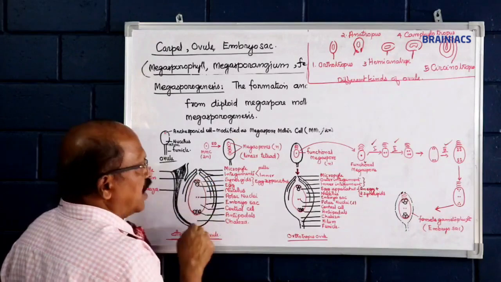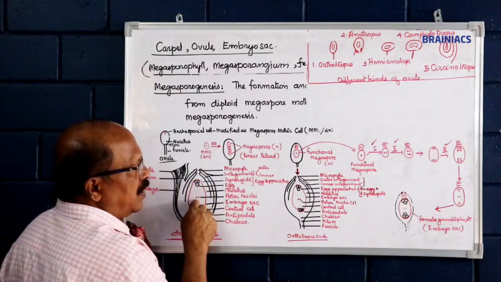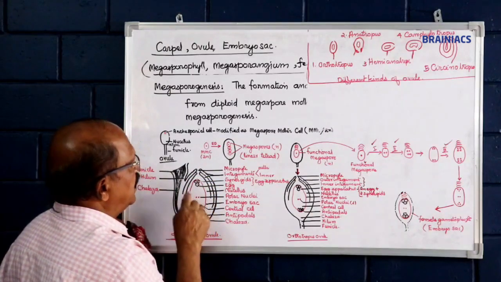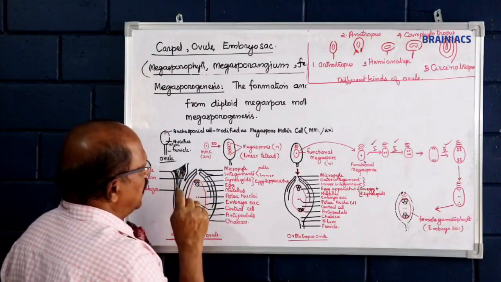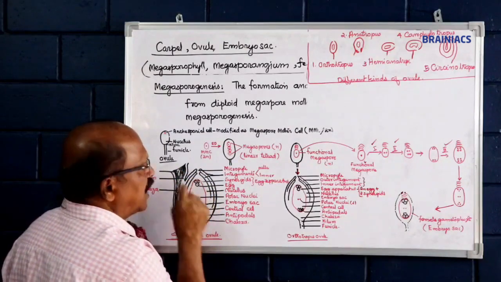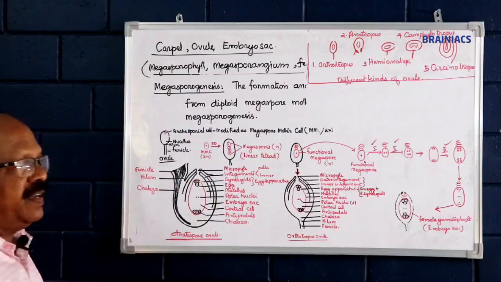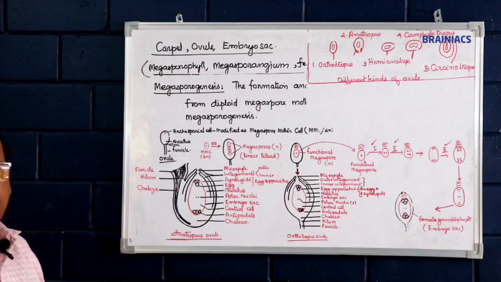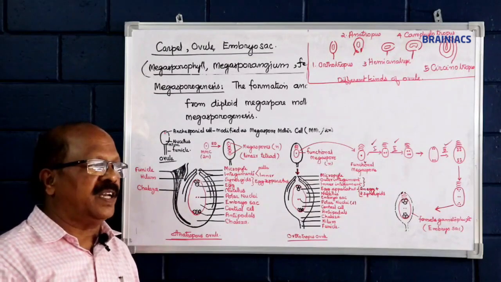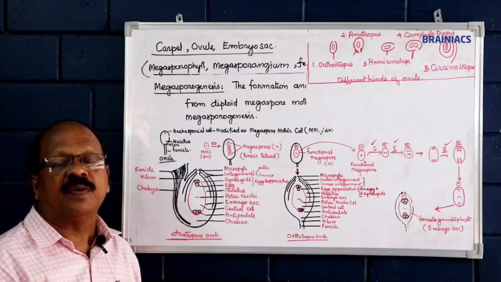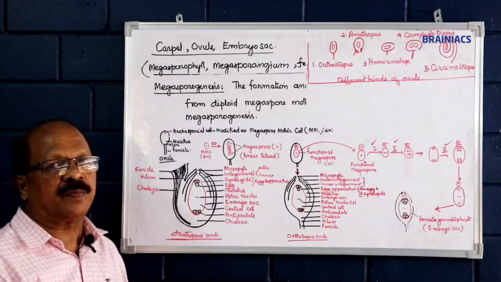Then a large central cell carrying two nuclei, dikaryotic. That is a single cell. So, three egg apparatus cells, three antipodals plus a central cell constitute seven cells. So a seven-celled, eight-nucleate condition is there in a typical embryo sac of angiosperms.